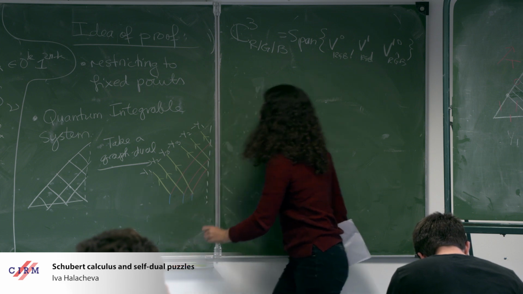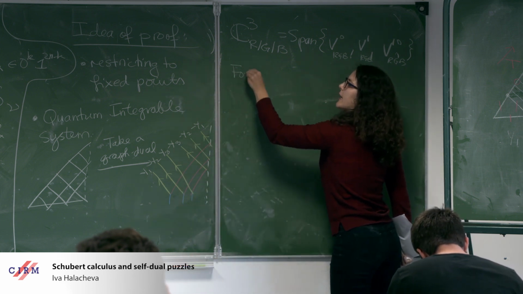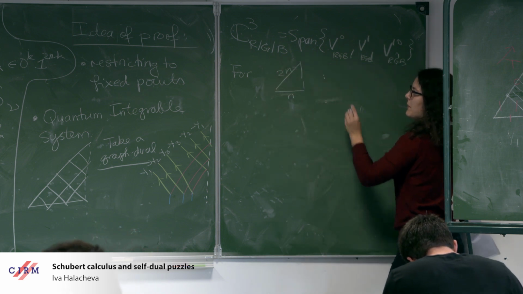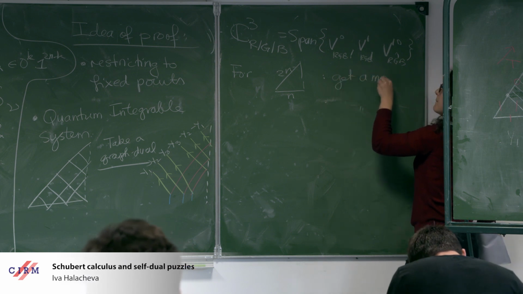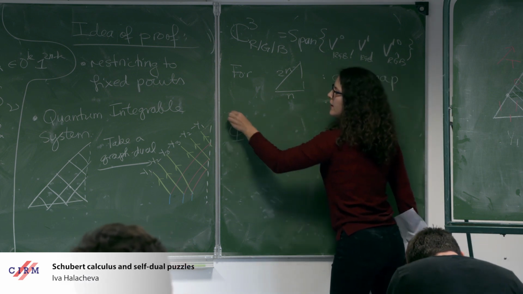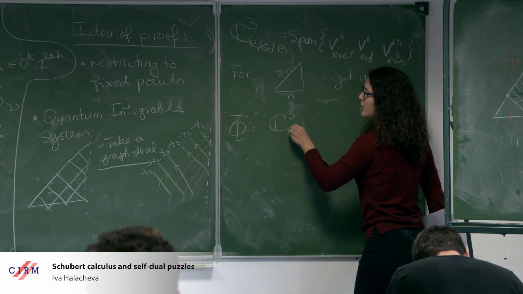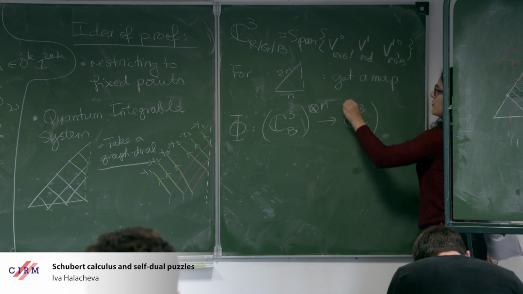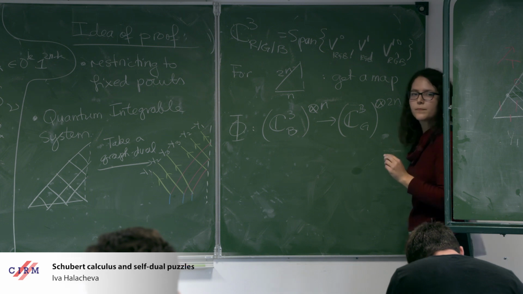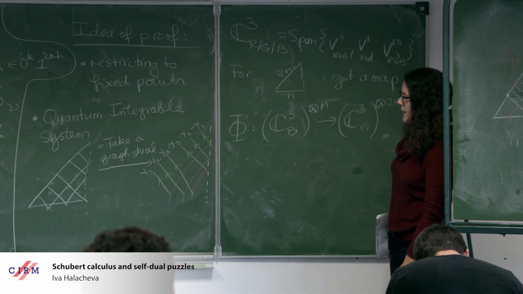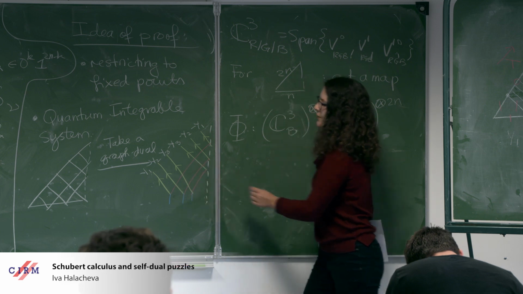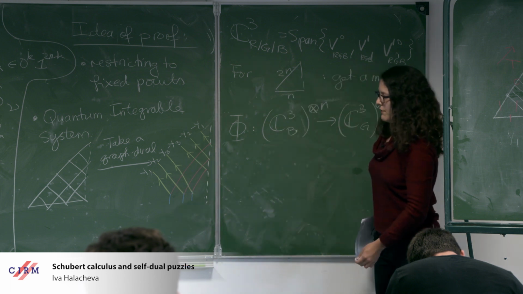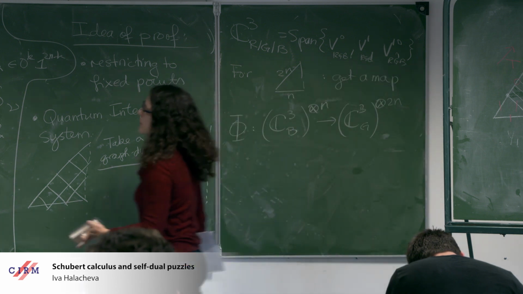So in our general setting, for a half puzzle which has size 2n and n, we'd like to get a map, which I'll call phi, which goes from C3 blue tensor to the n to C3 green tensor to the 2n. And the way we build it is by associating to each crossing an R matrix, to each bounce a K matrix, and to each trivalent vertex a so-called U matrix.